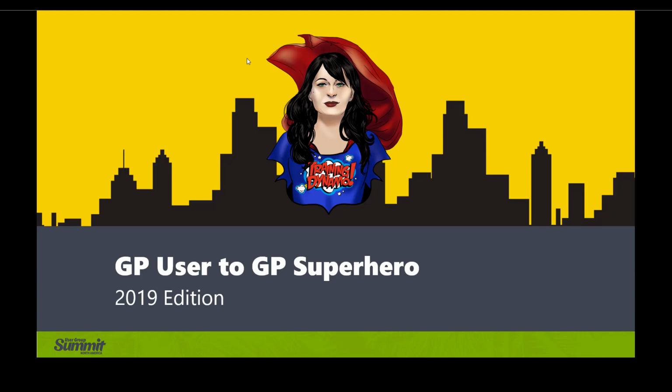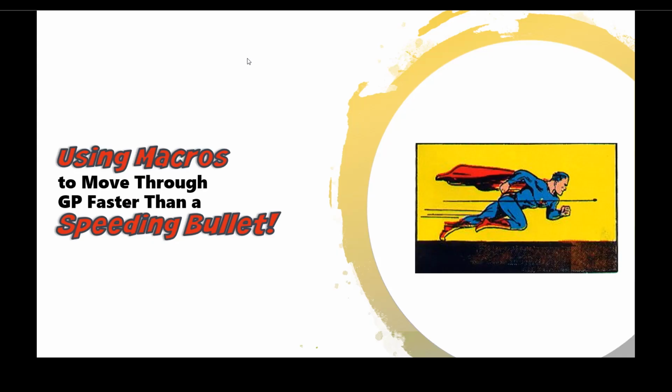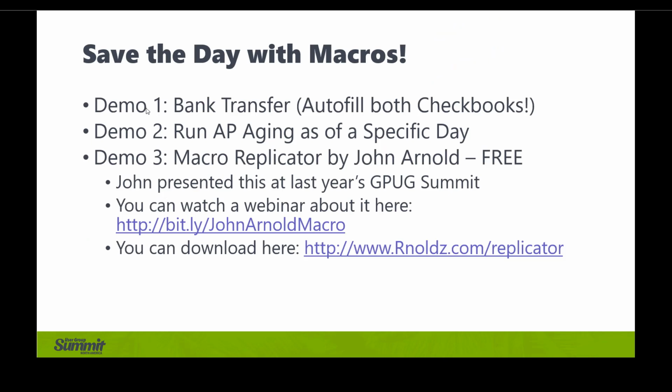Today we are going to cover a couple tips that I shared at the 2019 User Group Summit in Orlando, Florida during my session called GP User to GP Superhero. The first group of tips that I'm going to show are using macros to move through GP faster than a speeding bullet. I'm going to record several demos, but we'll make these separate videos for you so you can come back and look at these separately.